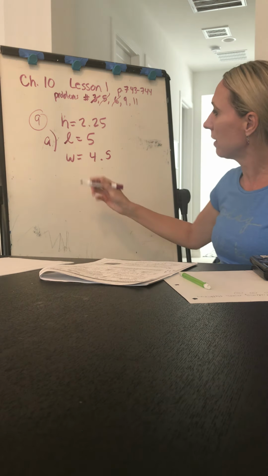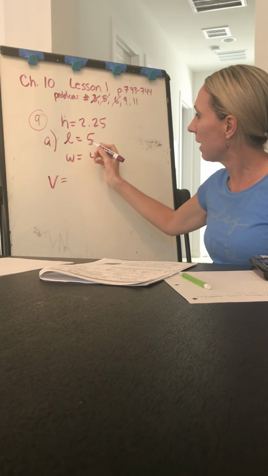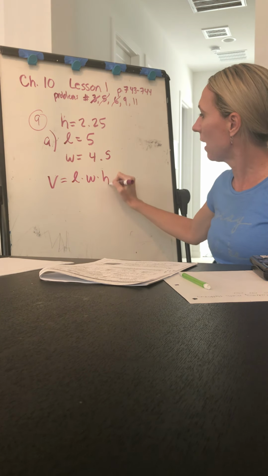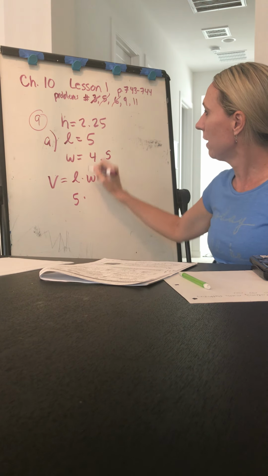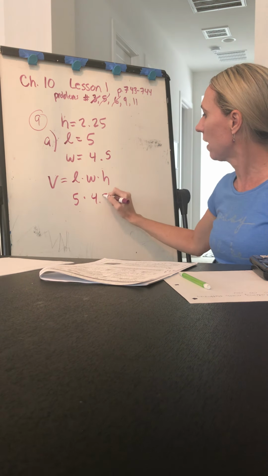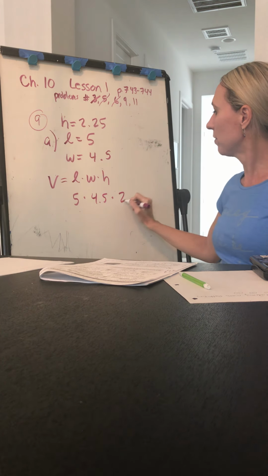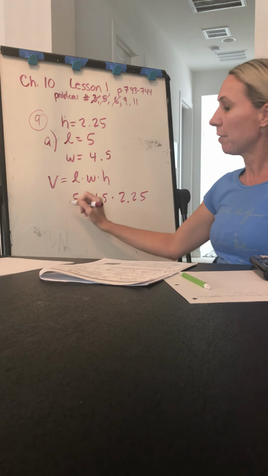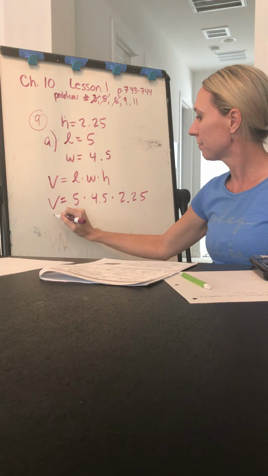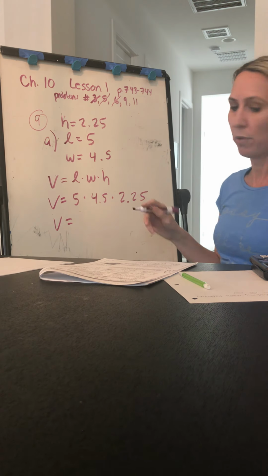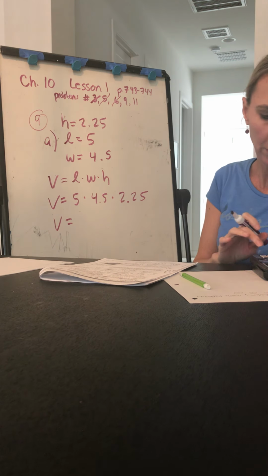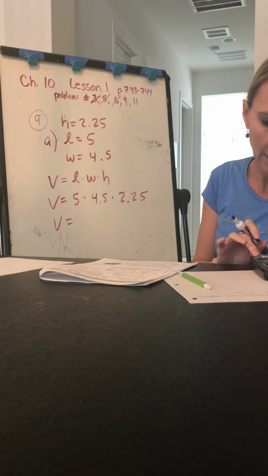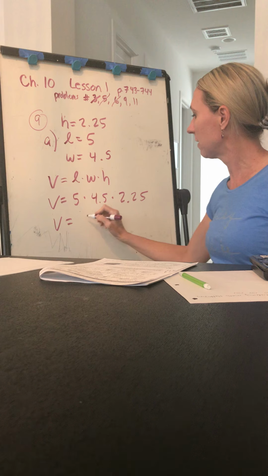Okay, so I'm going to plug this in to find the volume. Length times width times height. Okay, so we have length, which is 5, times width, which is 4.5, times the height, which is 2.25. Okay, and I'm going to put this in my calculator. 5 times 4.5 times 2.25, and I get 50.625.